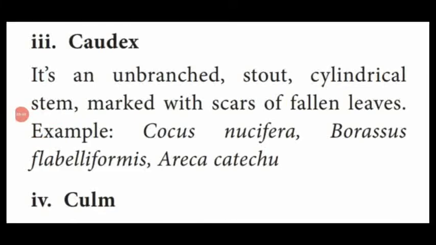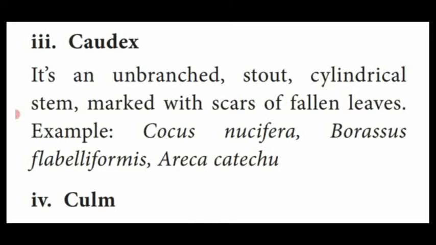Dear students, important 2 mark question, what is caudex? So caudex is otherwise known as unbranched tree. The stem does not show any branches. Those trees are known as caudex. And also, they are very stout, then cylindrical in shape.